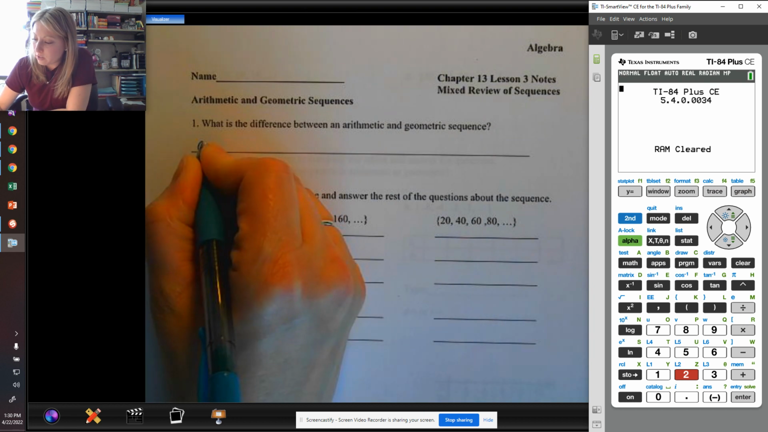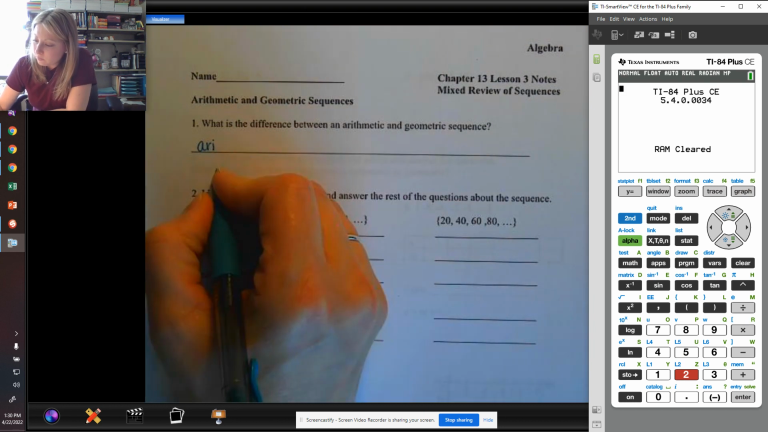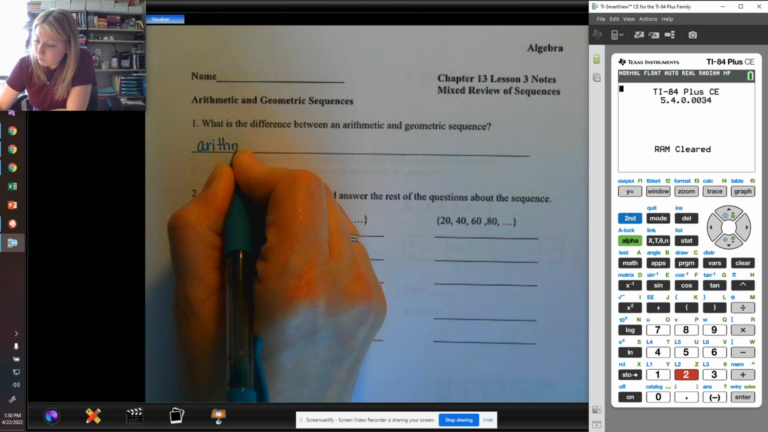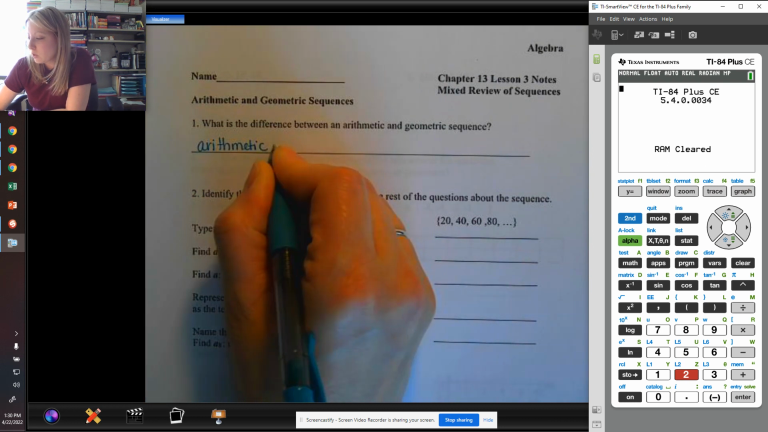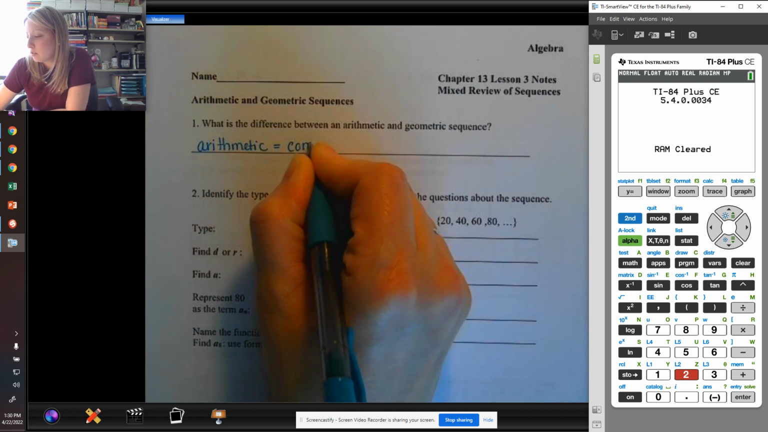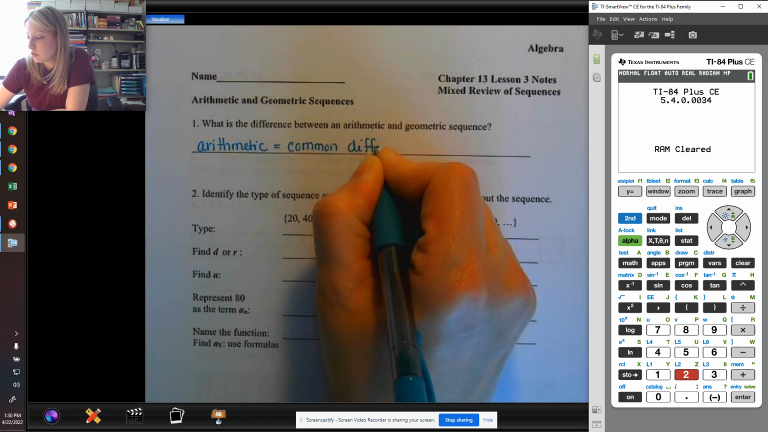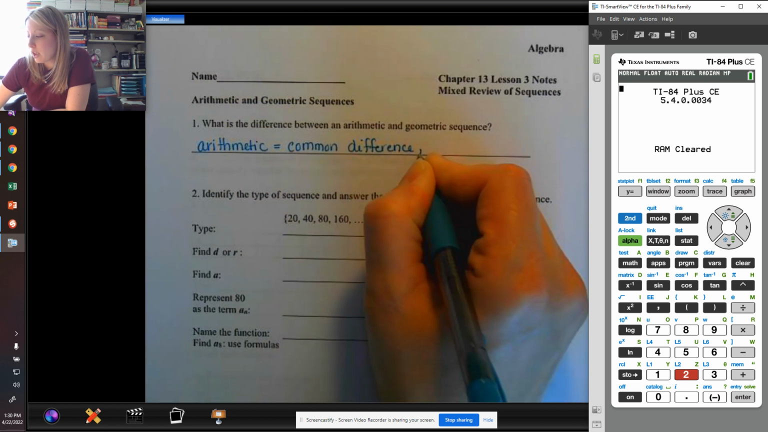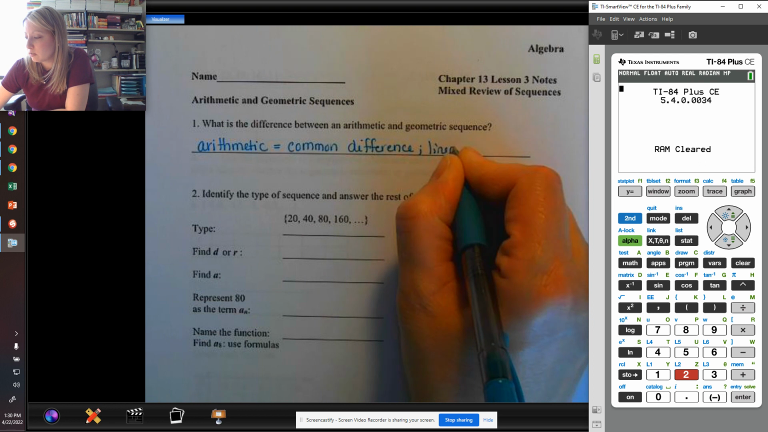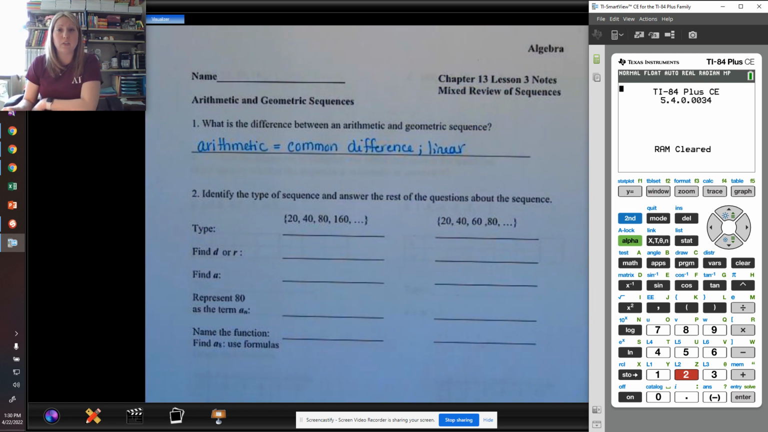Well, arithmetic sequences have a common difference and are linear in nature because that common difference is a constant rate of change.